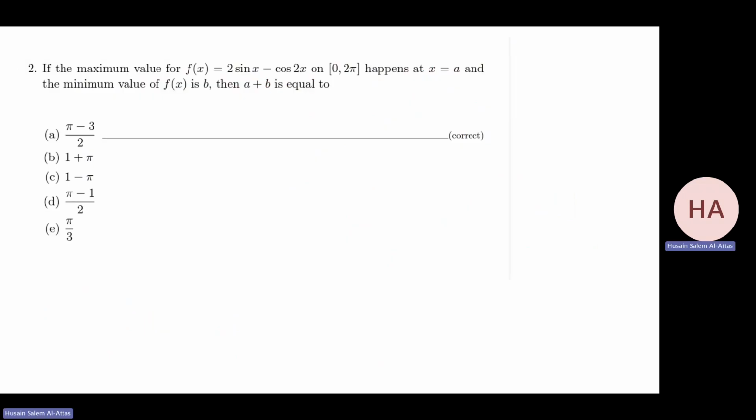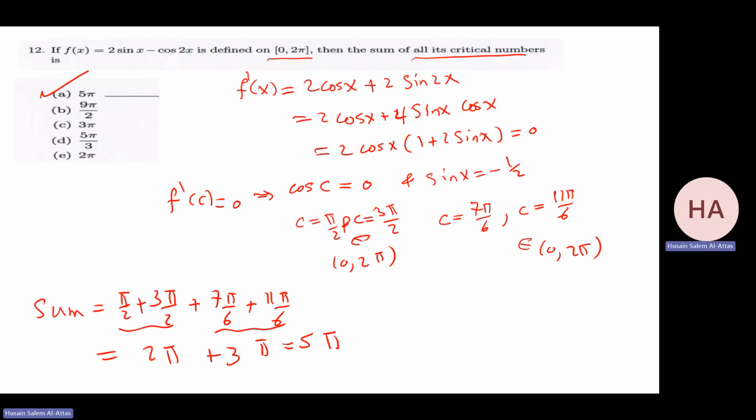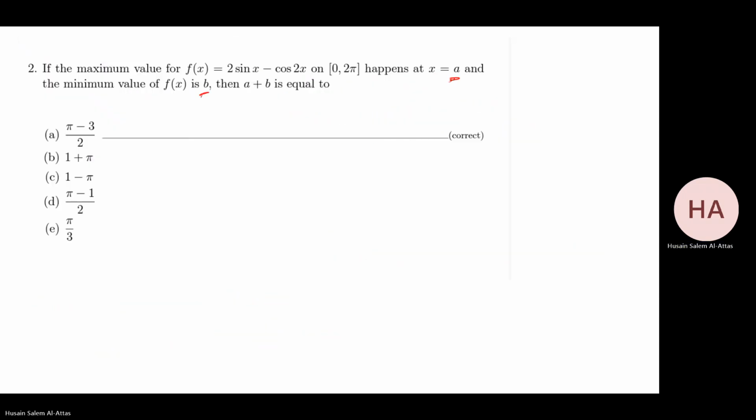Okay. If the maximum value happens at x equals a, so a is the value of x where I have a maximum, and the minimum value is b. So b is the minimum itself. Okay. And this is similar to this question exactly. Because I find the critical numbers here. So let me do the calculation.